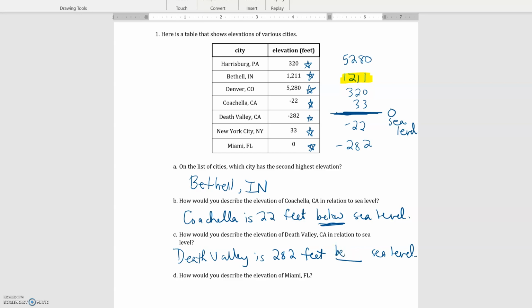Now, my last question says, how would you describe the elevation of Miami, Florida? I see that Miami, Florida says 0, which means that it's not above or below sea level, it's right at sea level. I'm going to write that Miami is at sea level.